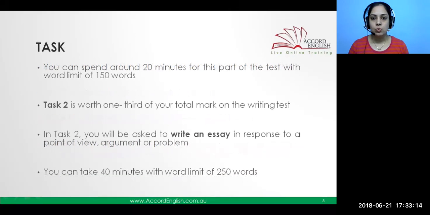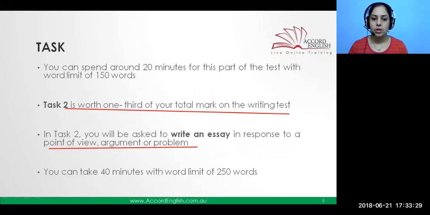But task 2 is worth 1/3 of your total marks in the writing part. And in this part, you'll be asked to write an essay, as I've mentioned, in response to a point of view, argument, or problem. So you can take around 40 minutes for this essay writing task and stay within the word limit of 250 words.